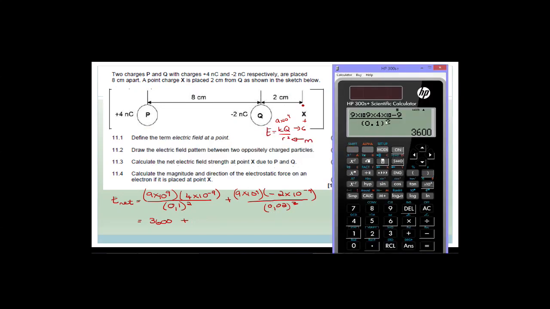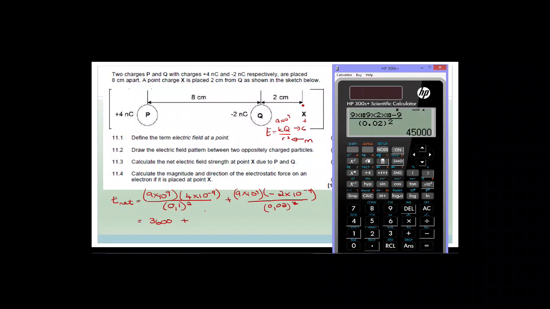So that is equal to 3,600 plus, and now we need to work out what this one is. So all we need to do is change these two numbers. So I'm just going to go back up and change this, delete, to 0.2. And then I'm going to go up and change this to 2 instead of -2. I know it's a negative, so I'm not too stressed about it.